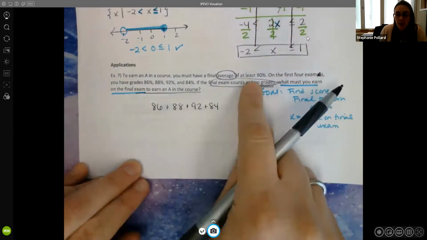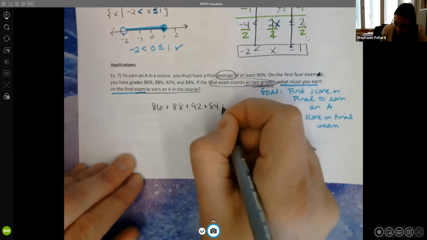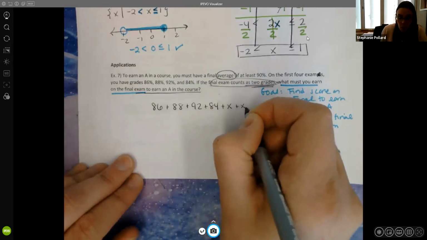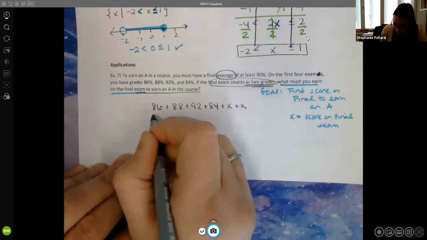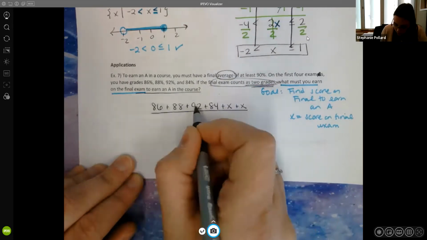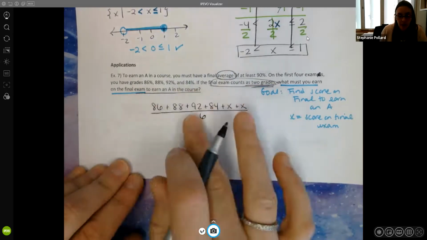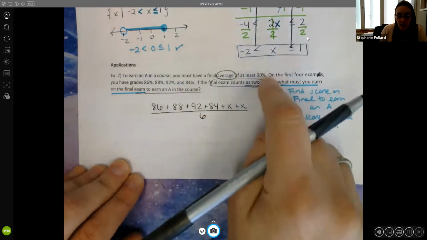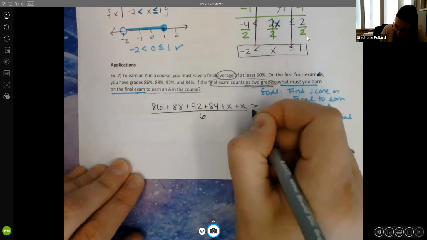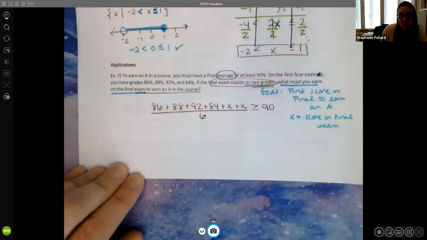But the final exam counts as 2 grades. So we're not going to just add the x to this once. We're actually going to add it twice as part of our average. So all together, I have 1, 2, 3, 4, 5, 6 grades. So there's my average, adding, dividing by the total. Now we want an A, so this has to be at least a 90%.